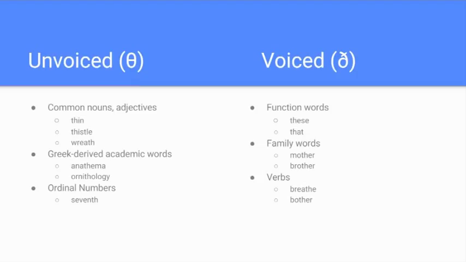On the voiced side, we have all of our function words, all of these little grammatical function words. These, that, the, those, there, thither, and others. We also have a handful of family words that are easy to keep in mind. Mother, brother, father. And then we have a lot of verbs, especially verbs that end with a the sound. Breathe, bathe, sheathe, and then other verbs like bother, a handful of others.